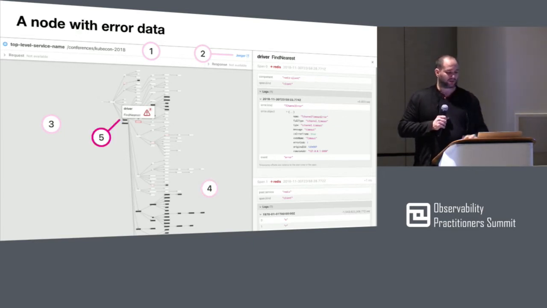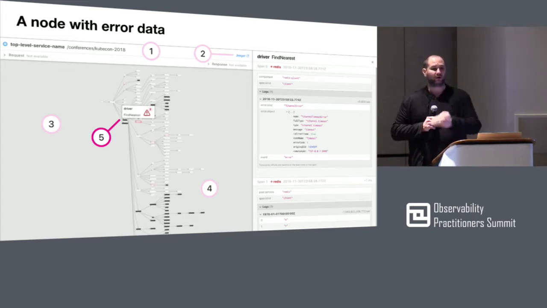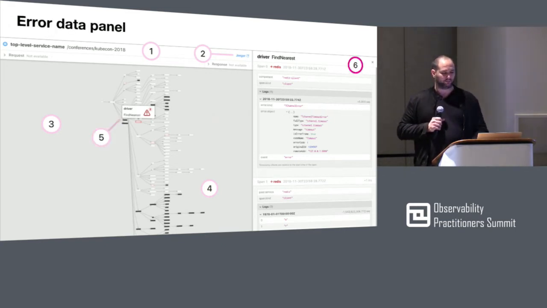If we look over here, because we're doing root cause analysis, we're interested in error information. We filter out a lot of the span tags and the metadata, but we focus on error data. Here we're mousing over a node that has a red outline. The mouse over shows us a red exclamation mark with the number 2 next to it. This lets us know there's error data associated with this node. If we click it, we get this section over here. We call this the error data details panel, error data panel.